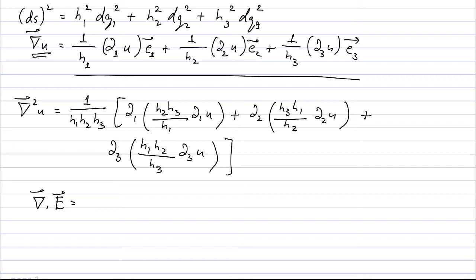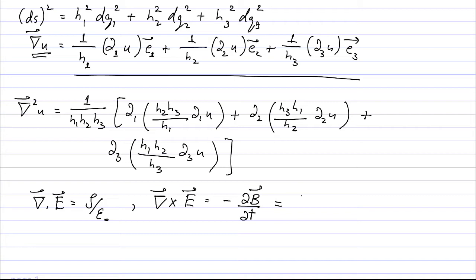We also have another Maxwell equation, which talks about the curl of the electric field, and this in general is equal to the negative derivative of the magnetic field. However, since we are talking about electrostatics, there is no magnetic field to speak of. This is equal to zero, because the time derivative of B is equal to zero.